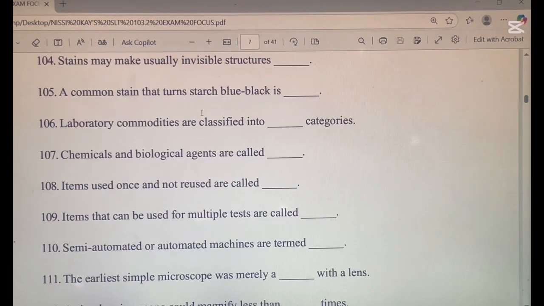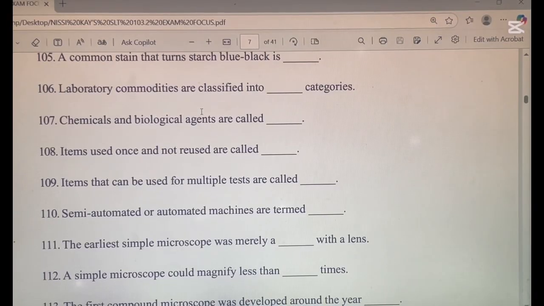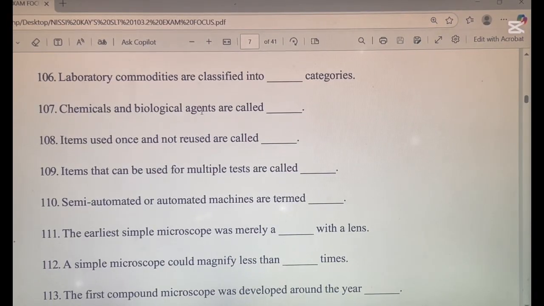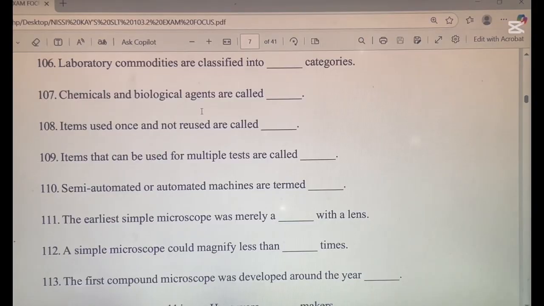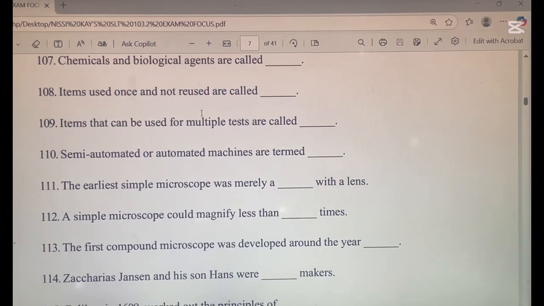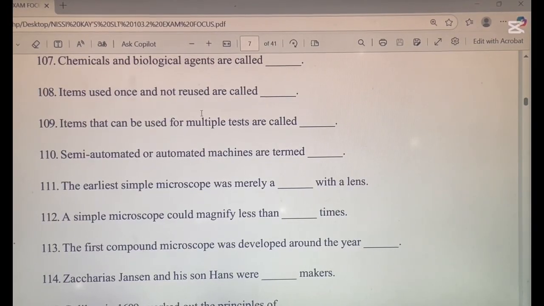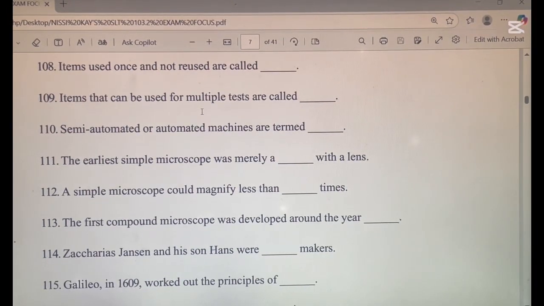Now, laboratory commodities are classified into four categories. Chemicals and biological agents are called reagents. Items used once and not reused are called consumables. The ones that are used for multiple tests are called durables. So number 109 is durables. Now, semi-automated or automated machines are termed equipment.